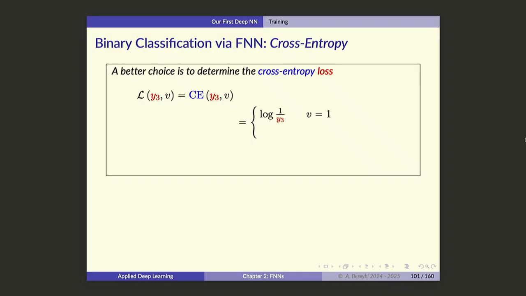infinitely large, right? Now, if v equals 0, then instead of y, I'm going to replace in the denominator 1 minus y, which is again the probability of v being 0, right? When y is the probability of v being 1, the true label being 1, the 1 minus y is going to be the probability of the label being 0, right? Again, if y is close to 0, then the denominator is close to 1. This loss is close to 0. If y is close to 1, the denominator is going to be close to 0. The loss is hugely large, right?